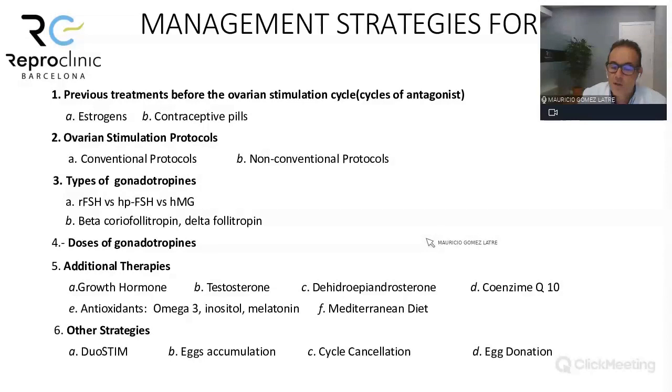Now, having defined the concept, the main classification of POR and the causes, let's talk about the management strategies for these patients. First, a very important concept to know is that no treatment is better than another. However, every treatment can help in selected patients, and every patient should have their personalized treatment, including one, two, or several of these strategies.